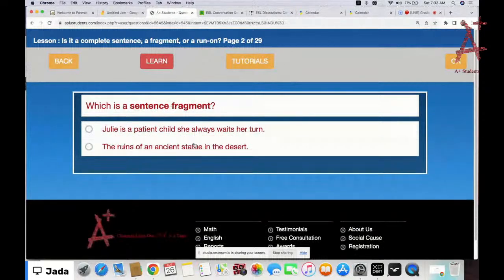And then we have the sentence fragment. Julie is a patient child, she always waits for her turn. The ruins of an ancient statue in the desert. So now look at this one. The first one is Julie is a patient child. She always waits for her turn. This is a run-on because it has two sentences together. So the second one here is a sentence fragment.